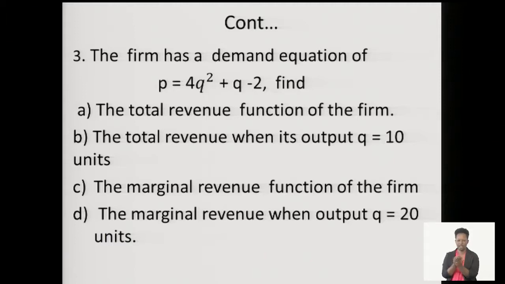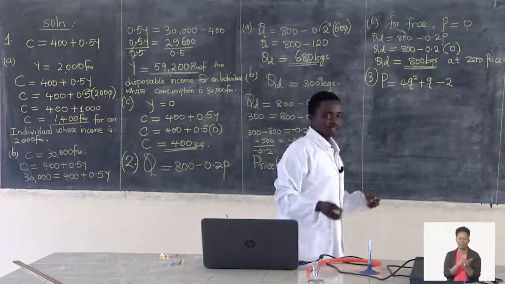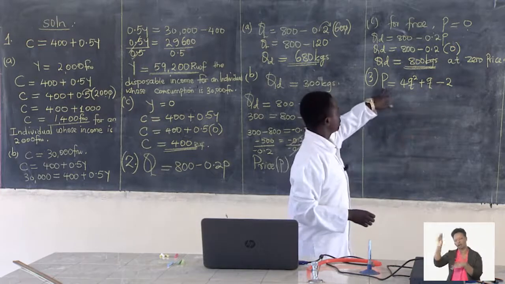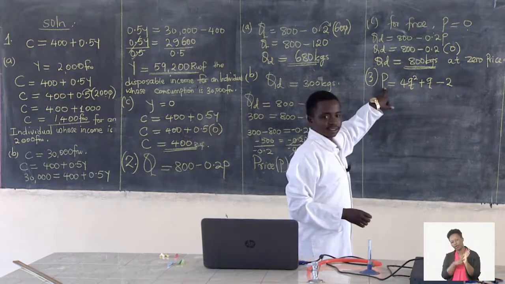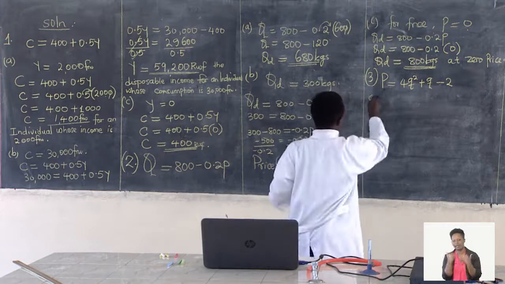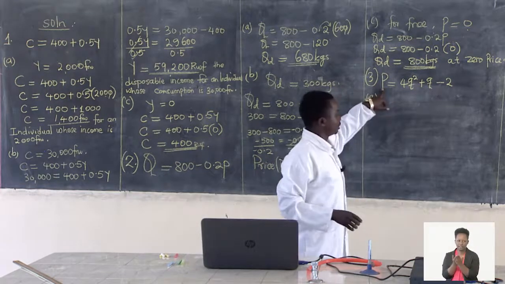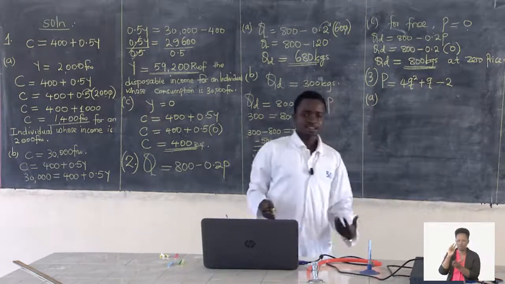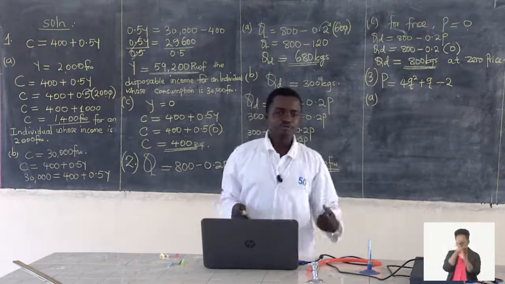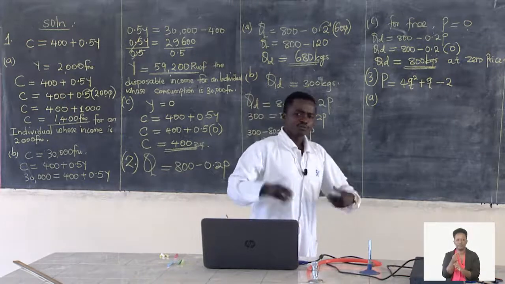A firm has a demand equation of P equals 4Q squared plus Q minus 2. Q represents the output, the quantity of output, and P represents the price. Now, part A asks us to find the total revenue function of the firm.